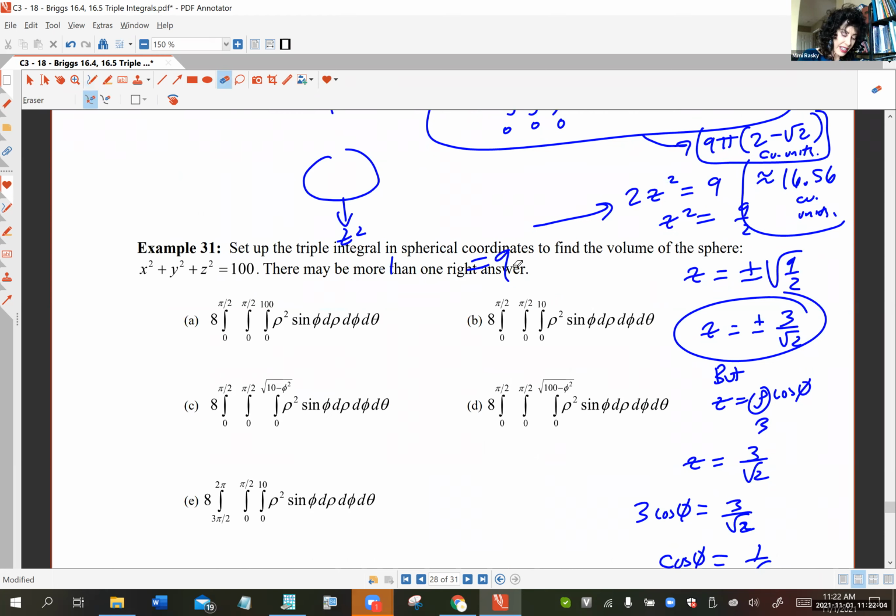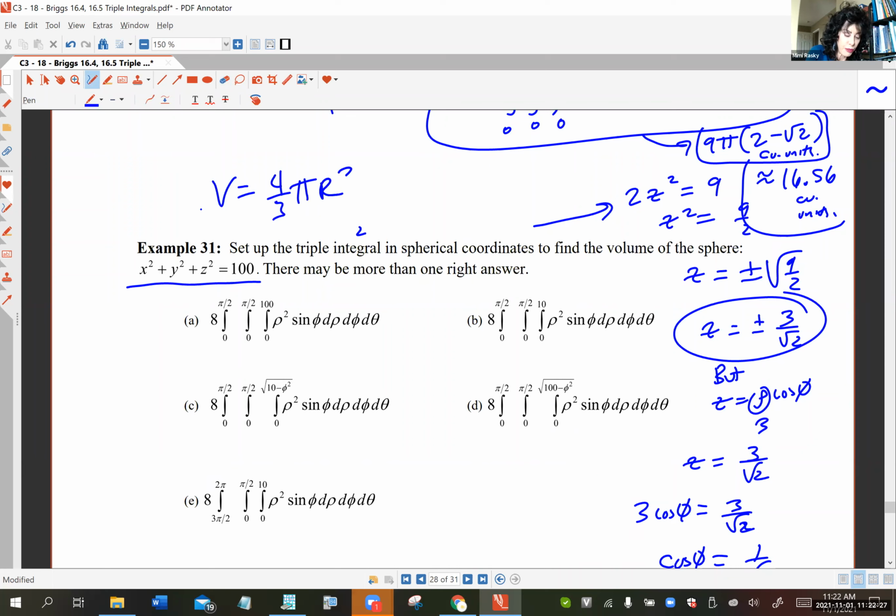Now, what if somebody said, hey, I want you to set up a triple integral that represents the volume of a sphere, x squared plus y squared plus z squared equals 100. Now, folks, there's no reason why you should use a triple integral to find the volume of a sphere. I mean, that's overkill. Well, how come? Because the volume of a sphere has a very nice formula, 4/3 pi r cubed. So you probably wouldn't use a triple integral to find the volume of a sphere because you already know.